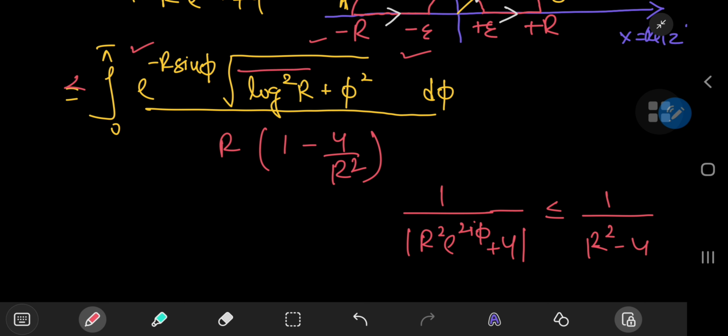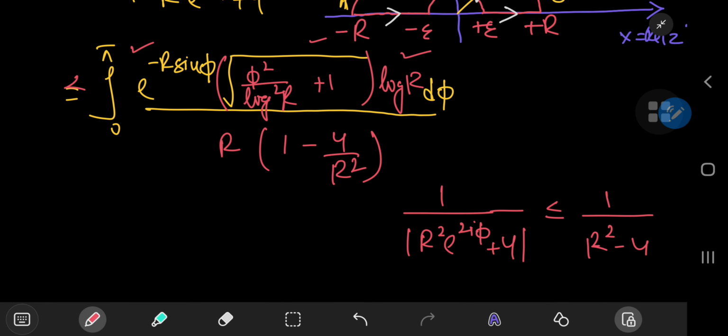Well, I can also factor out the square of the log of r term. And what happens if I do that? Well, all of this is going to become phi squared divided by the square of the log of r plus 1, times this log r term. And we're interested in the limiting case where r goes to infinity. Well, in that case, we have something bounded upstairs.